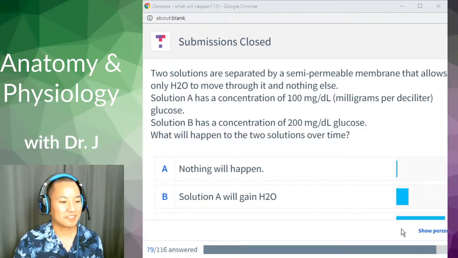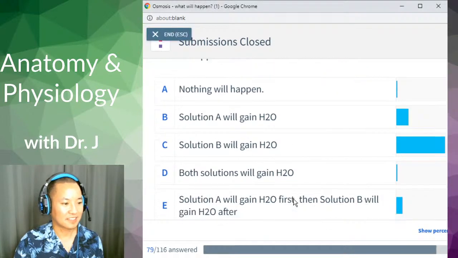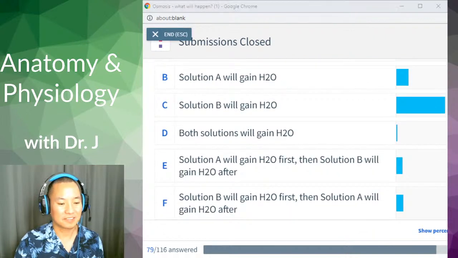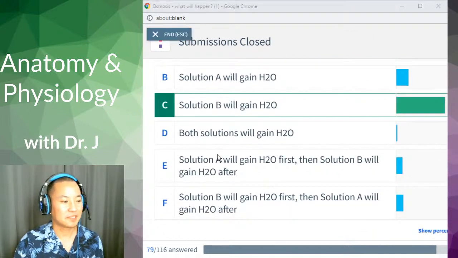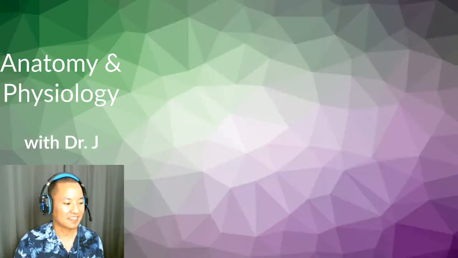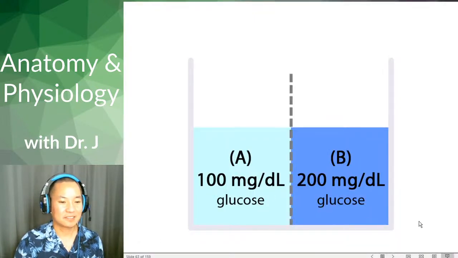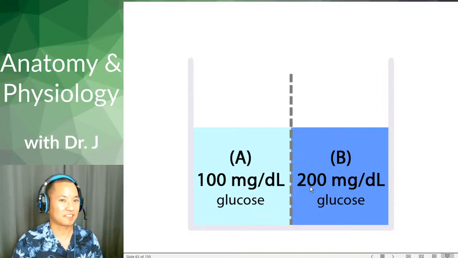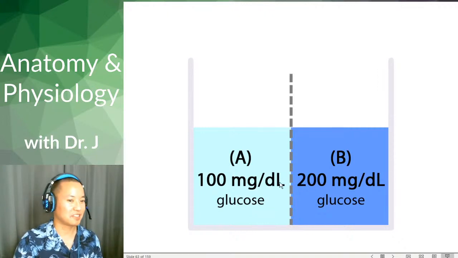So the majority of you said that solution B will gain water, and that is correct. And why is that? Remember, which has a higher concentration? The higher concentration has more solutes, more glucose. You don't even have to worry about the units in this case, since it's referring to the same units. There's no math involved. Which is bigger, 200 or 100?